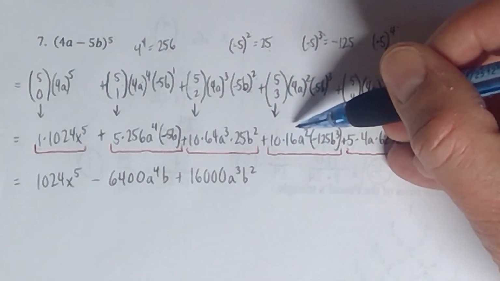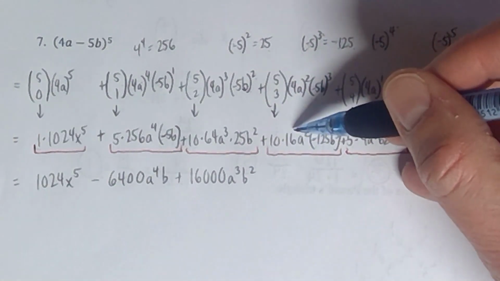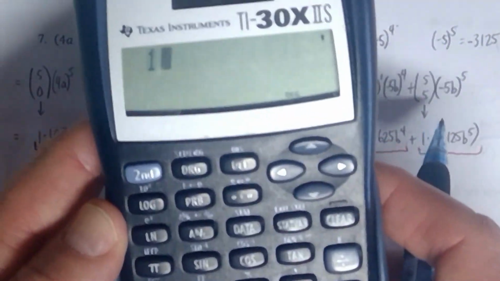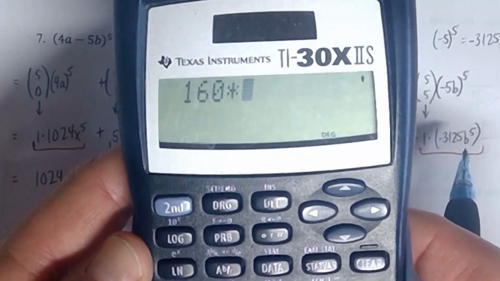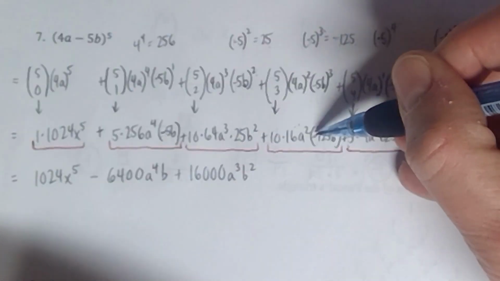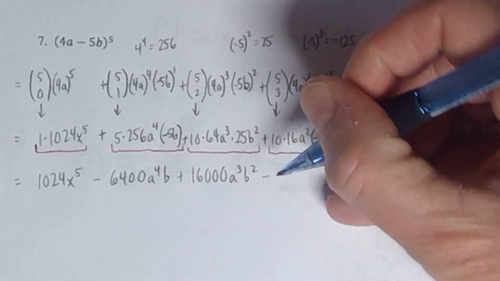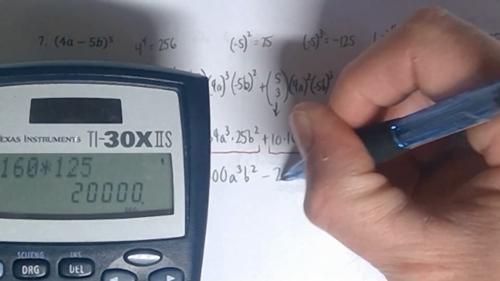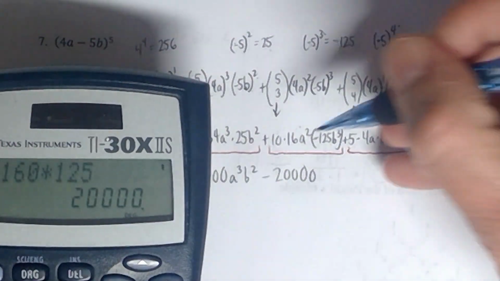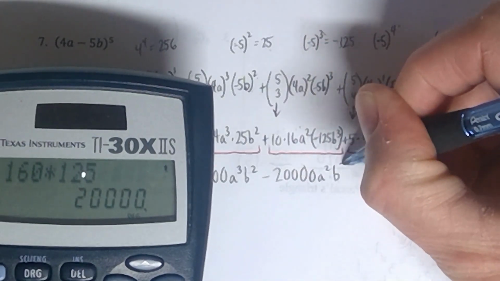Next part here, we got 10 times 16a squared is 160a squared, but then we need to do the 160a squared times this. So we got to do what? We got to do 160 times 125, exactly 20,000. But because of that, we did 160 times negative 125. It's actually going to be negative 20,000 a squared b to the third. Okay.